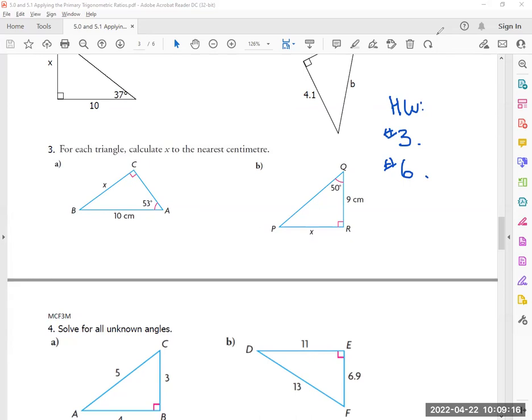All unknown sides. Wow. And also, please write this down. Textbook page 292. Number 3, A, C, just A and C. Okay. Number 3 from the sheet, number 6 from the sheet, and from the textbook, number 3, A, and C.